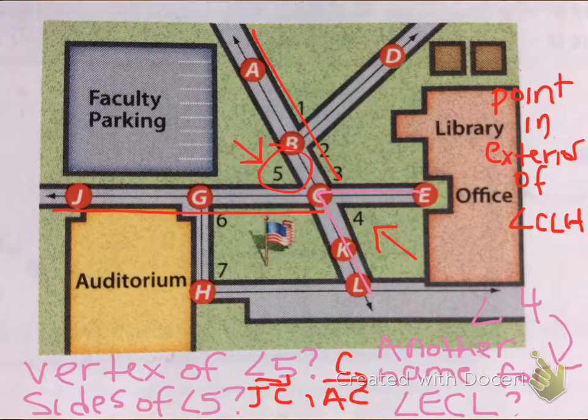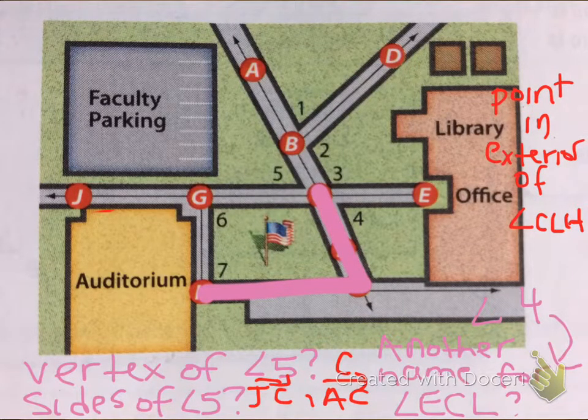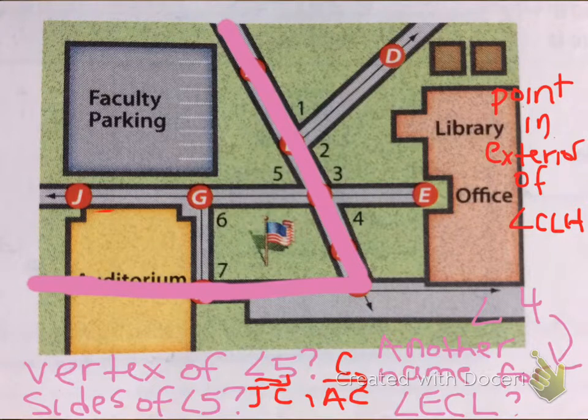And then the last question is up here, the point in the exterior of angle CLH. So if we erase all this, CLH is going to be here. So a point in the exterior would have to be anywhere that is, if we extend our rays, that is over here. So you could be D or E. Point D or point E.